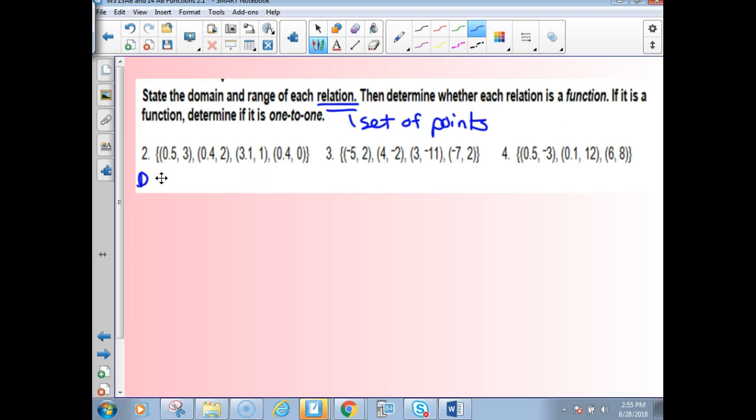Okay, so the domain, let's just use a D and then a colon. You want to use a bracket and then put in the values that are in the domain. The smallest is 0.4, then 0.5. I don't like to write 0.4 twice, that's just me. Let's see, 0.4, we got a repeated 0.4, and we got a 3.1. Right, that's it. Which means this isn't going to be a function because there was a repeated x value. So it's not a function.